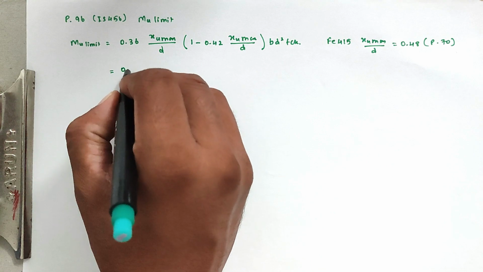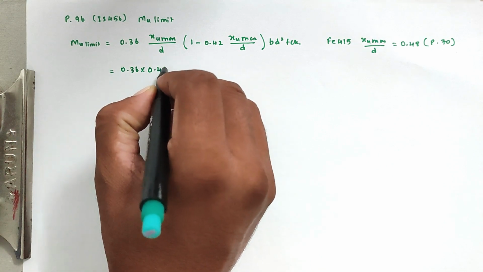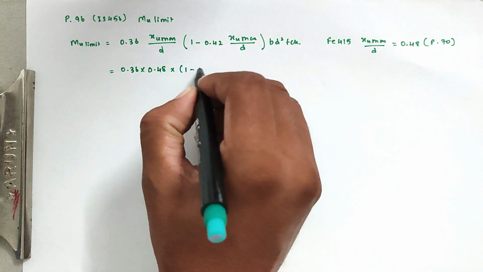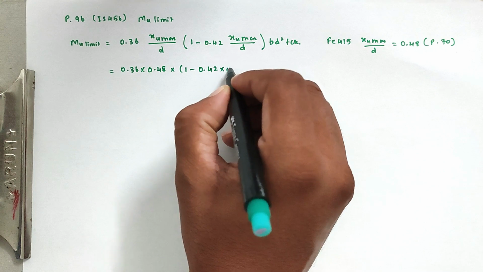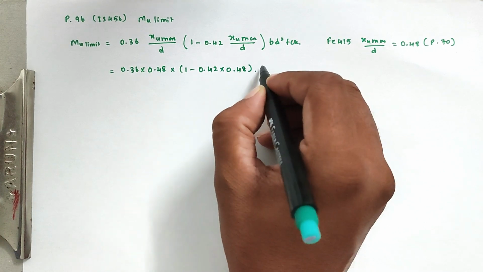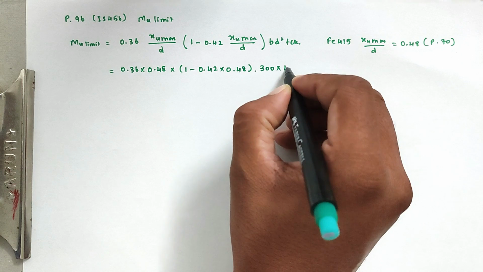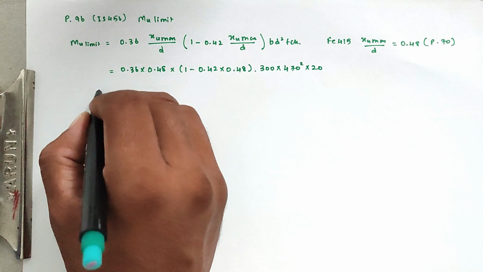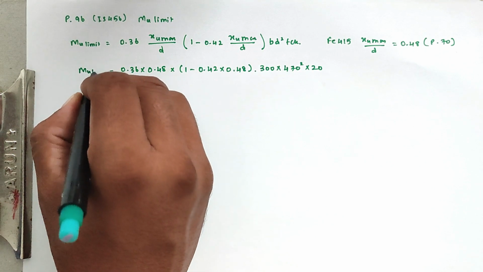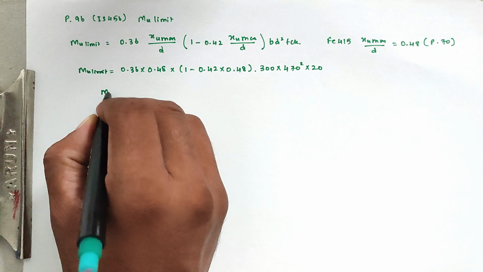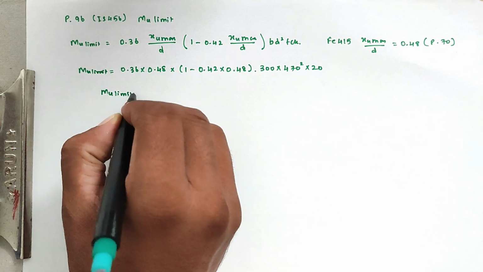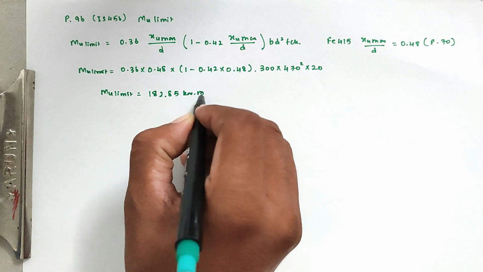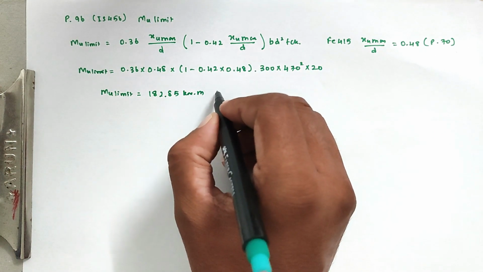So Mu limit equal to 0.36 into 0.48, that is xu max divided by d is 0.48, into 1 minus 0.42 into 0.48, into b value is 300, into d value is 470 square, into fck is 20. Okay, so the only unknown is Mu limit. Solving this, we got the value of Mu limit equal to 182.85 kilonewton meter.